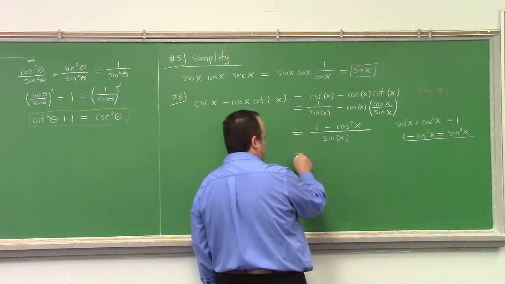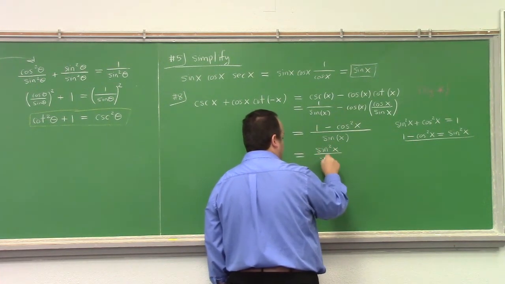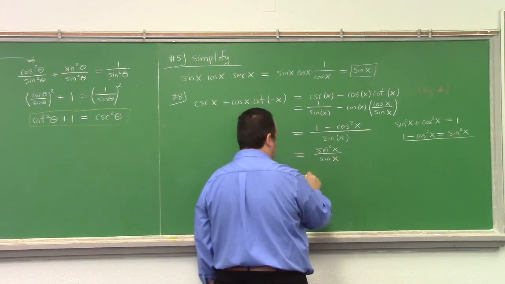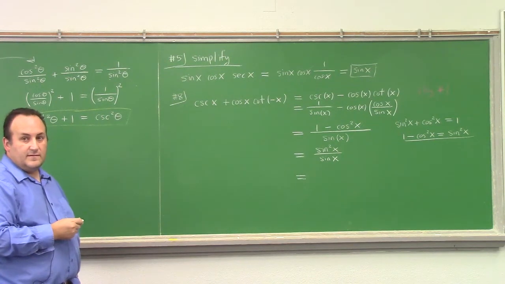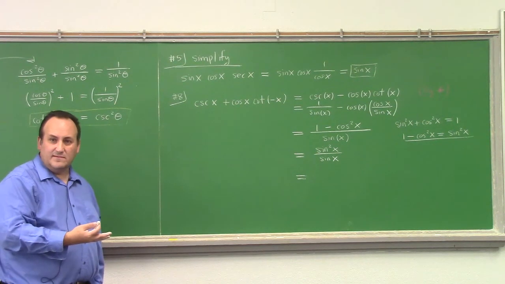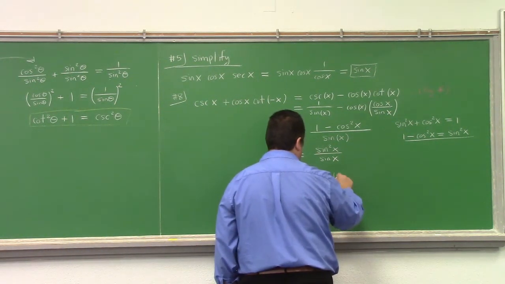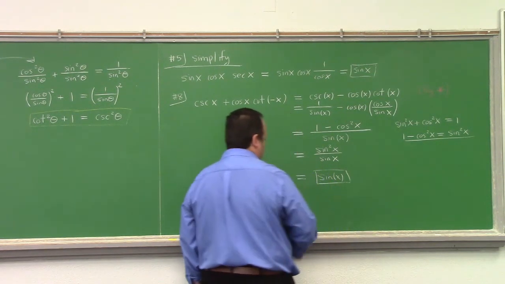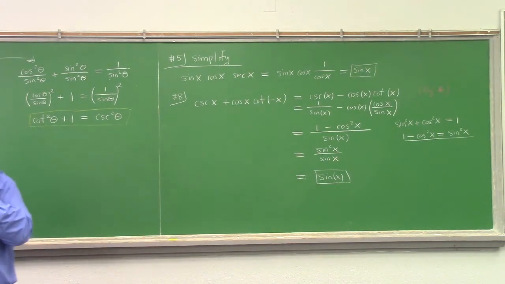So this is equal to sine squared x over sine x. So what actually do we have here? We have sine squared over sine, which is just sine. Now, does that look like sine to you? No. Right? That's kind of a neat example, actually.